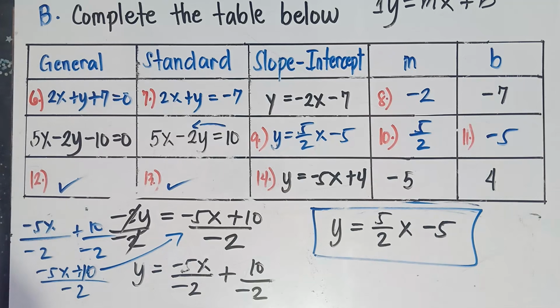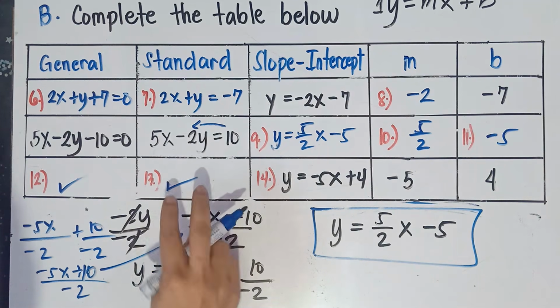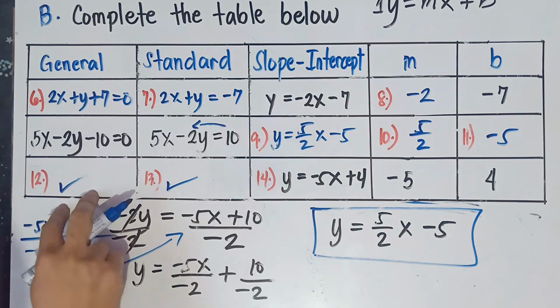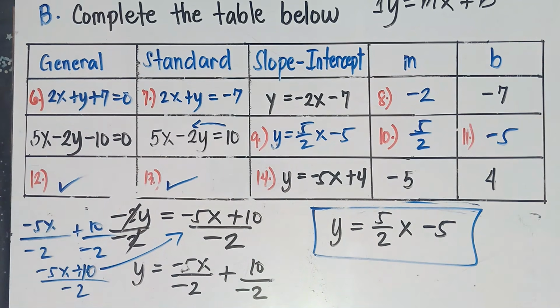So you try this one, class, number 12 and number 13: you find the standard form and then you find the general form. And then you put your answer, class, in the comment section down below. Let me check, class, if you really understand our topic.